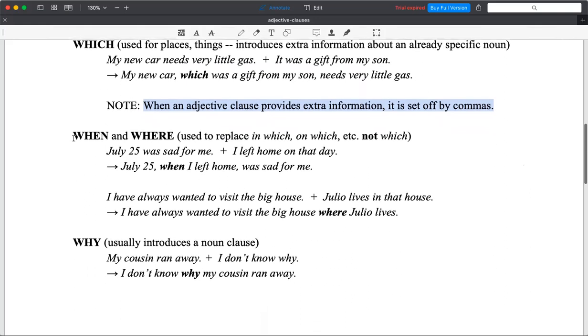We also use "when" and "where" as pronouns. We use them to replace phrases like "in which" or "on which." We don't separately say "which." "In which" or "on which" can be "where" or "when." If I say "July 25th was sad for me" as the first short sentence, and the second short sentence, "I left home on that day," to combine them, I use "when." I say, "July 25th, when I left home, was sad for me."